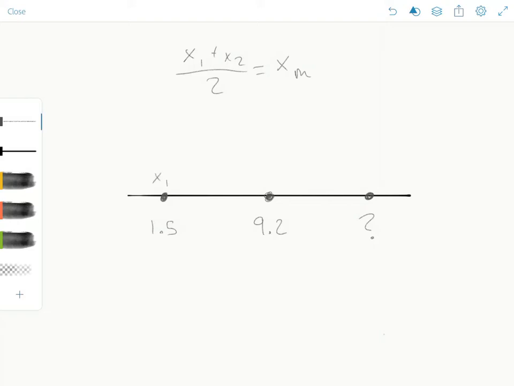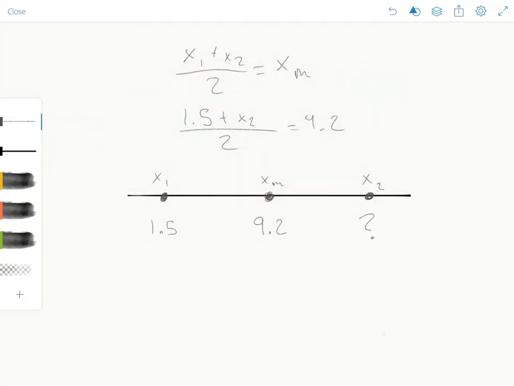And let's call this x sub 1, x sub m, x sub 2, so we're real clear what we're talking about. First things first, plug in what you know. X sub 1 is 1.5, x sub 2 is unknown, and x sub m is 9.2. And now we just use algebra on this expression.